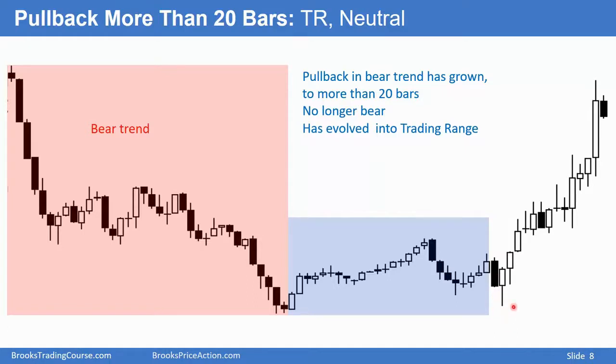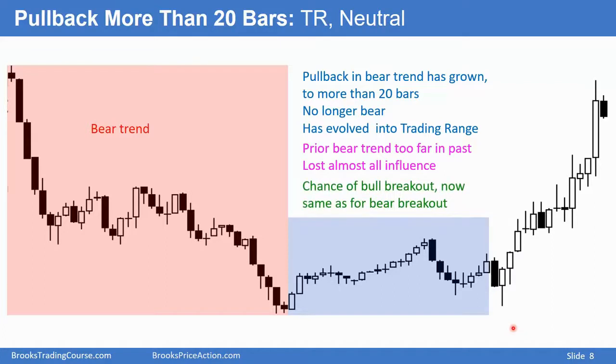Here, a higher low major trend reversal. Bear trend, bull breakout, couple legs down, good looking buy signal bar, higher low major trend reversal. Remember, the more bars that get added to the trading range, the more distant the bear trend becomes, the less influence it has on the direction of the breakout. And at some point, after 20, 30, 40 bars, the probability for the bull breakout, the reversal, becomes almost as high as the probability for a resumption of the bear trend.